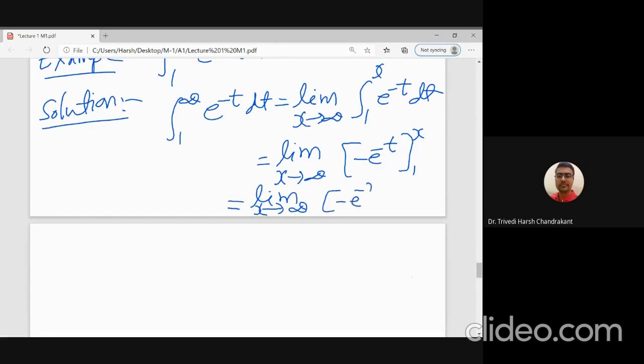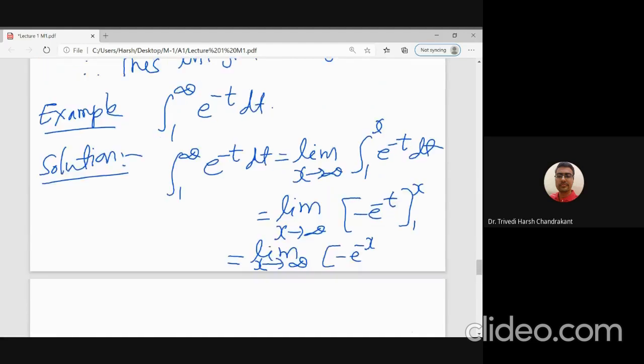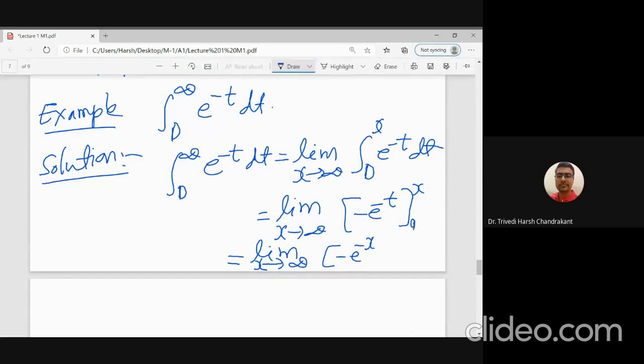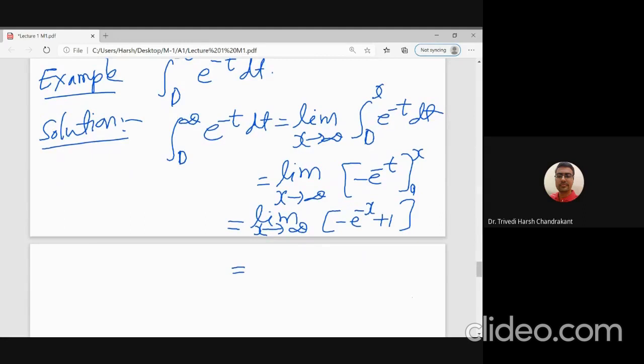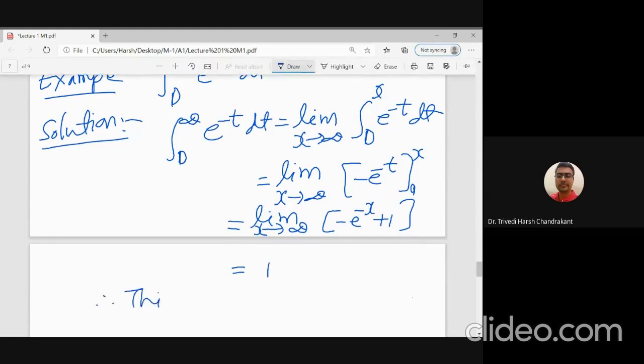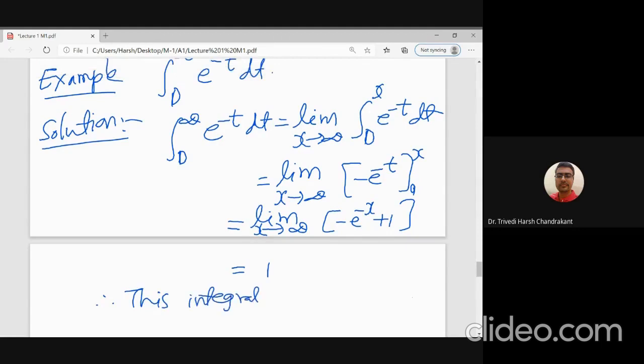So when we substitute the upper limit, it is e raised to minus x, then minus of... so let us take from 0 to infinity. For simplicity, we are taking the integral from 0 to infinity. So in that case, what we will get is plus 1, right? And now as x tends to infinity, e power minus x is 0, so the integral is 0. So therefore this integral converges.